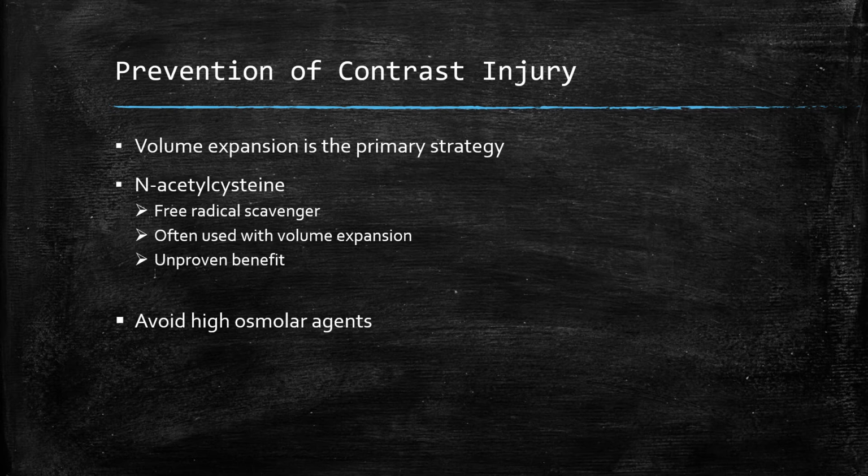Since acute kidney injury increases post-operative mortality, preventing this problem is a worthy goal. The main strategy is volume expansion. So any patient who's due to get an IV contrast study should be volume repleted to the extent that they can tolerate. Some surgeons and some radiologists will often add N-acetylcysteine to the volume expansion regimen.